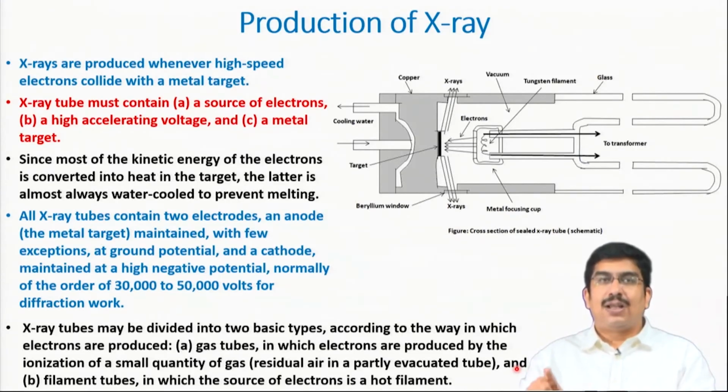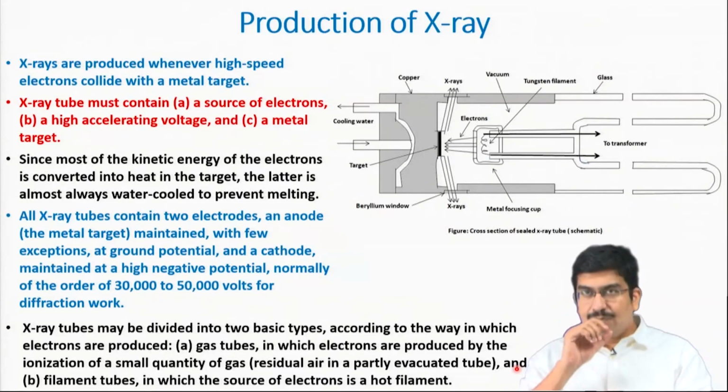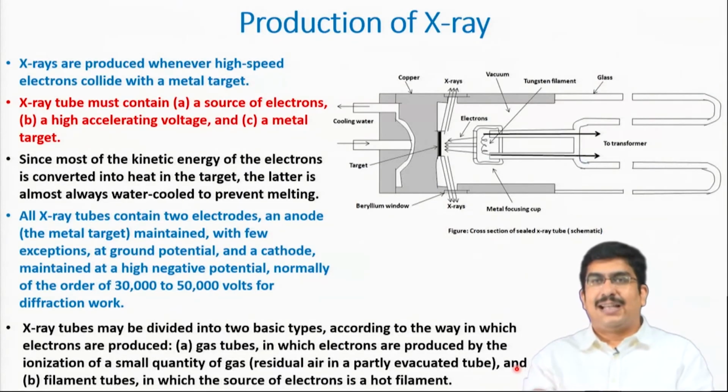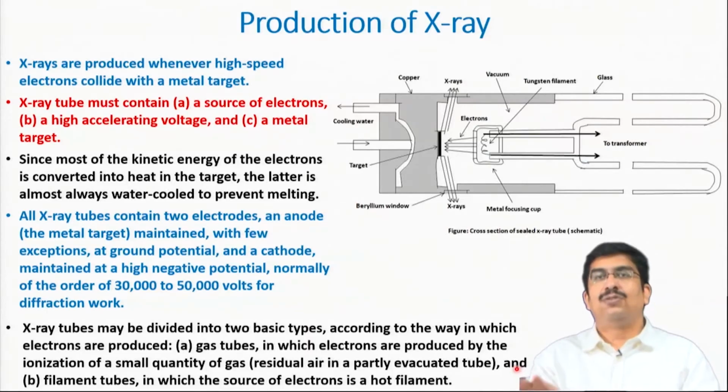Or otherwise you can have a filament tube. In that case, it is just like what we discussed for SEM, just like the thermionic emission, you can generate it. The filament basically works as a cathode and it generates a thermionic emission, and thermionic emission will give you this electron as an electron beam, which will then go and hit the anode. So this is basically the way the X-ray is generated.